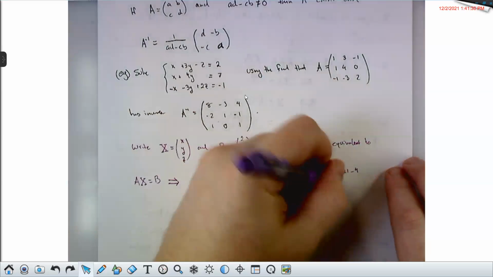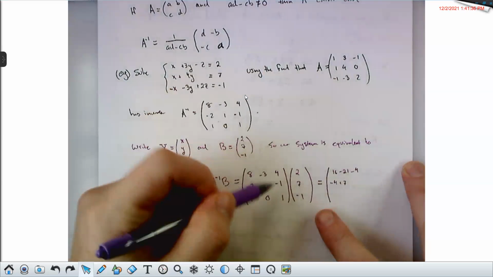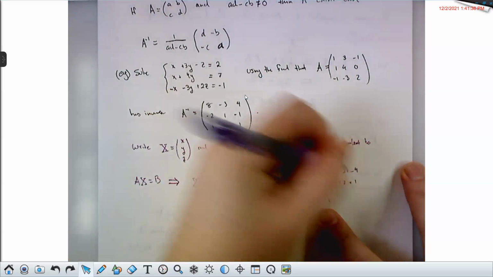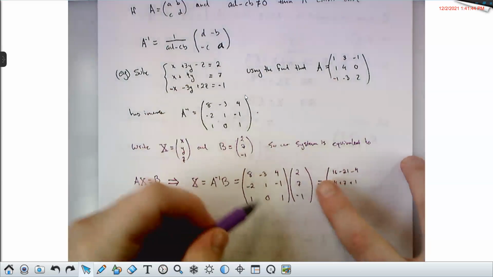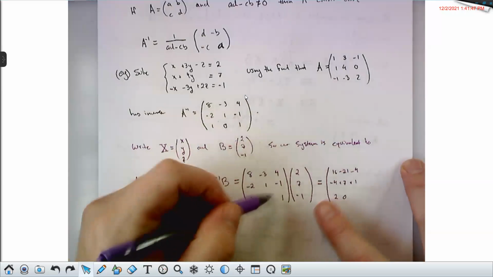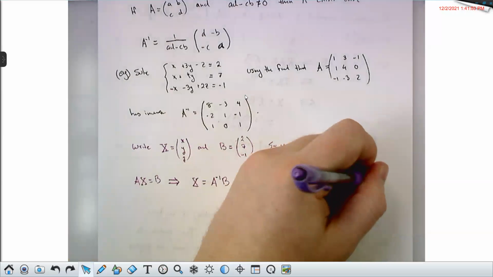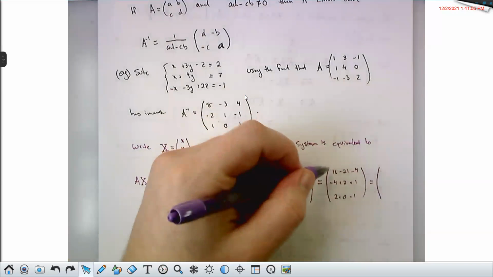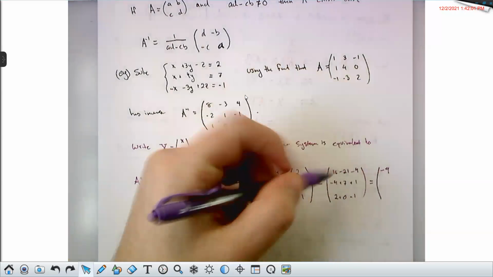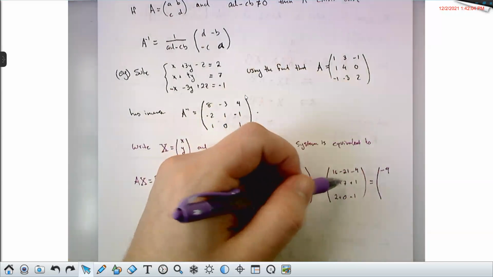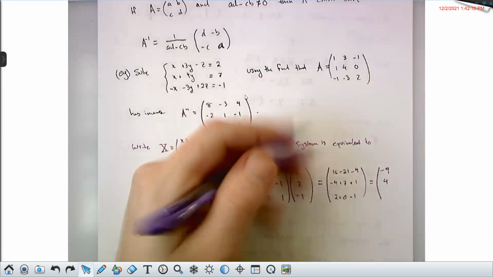Negative 2 times 2 is negative 4. 1 times 7, 7. Negative 1 times negative 1 is plus 1. And then my last guy is 2 times 1, which is 2, plus 0 times 7, which is 0, plus 1 times negative 1, minus 1. So what is this? 16 minus 21 is negative 5, minus 4 is negative 9. Negative 4 plus 7 is 3, plus 1 is 4. And 2 minus 1 is 1.